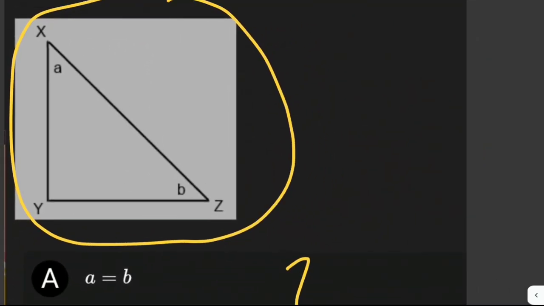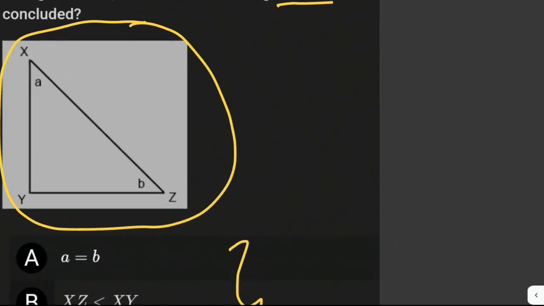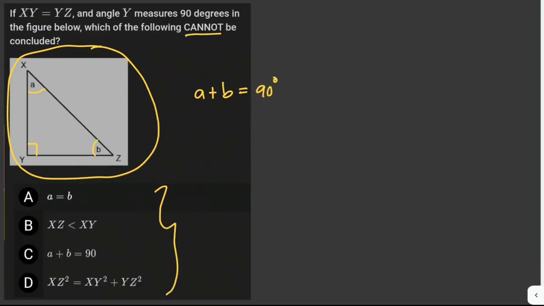Okay, so it says that angle Y is 90 degrees. Therefore, the sum of A and B is just equal to 90 degrees, because the sum of the measures of the angles inside a triangle is equal to 180 degrees. And then A and B could be equal or not, so it's possible.